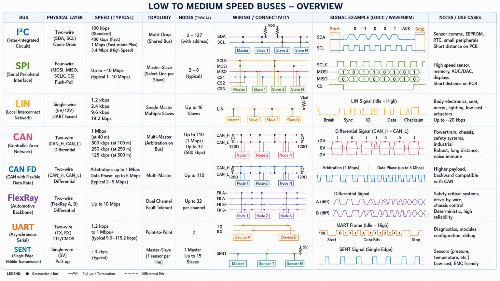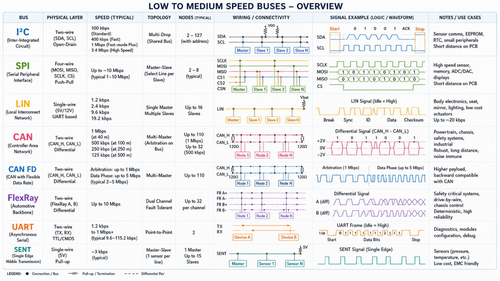In this video, I'm going to talk about the most widely used low to medium speed communication buses used across embedded systems, automotive electronics, industrial control, IoT devices, and consumer electronics. Each bus was designed for a different purpose. Some prioritize simplicity and low cost, while others prioritize reliability, deterministic timing, or higher throughput. We'll talk through each protocol, explain its architecture, signaling method, speed, topology, and real-world applications.